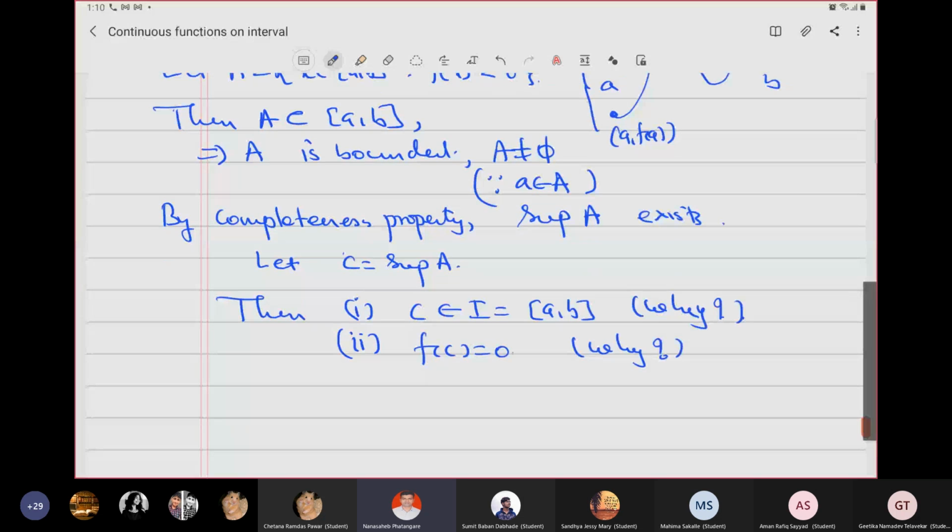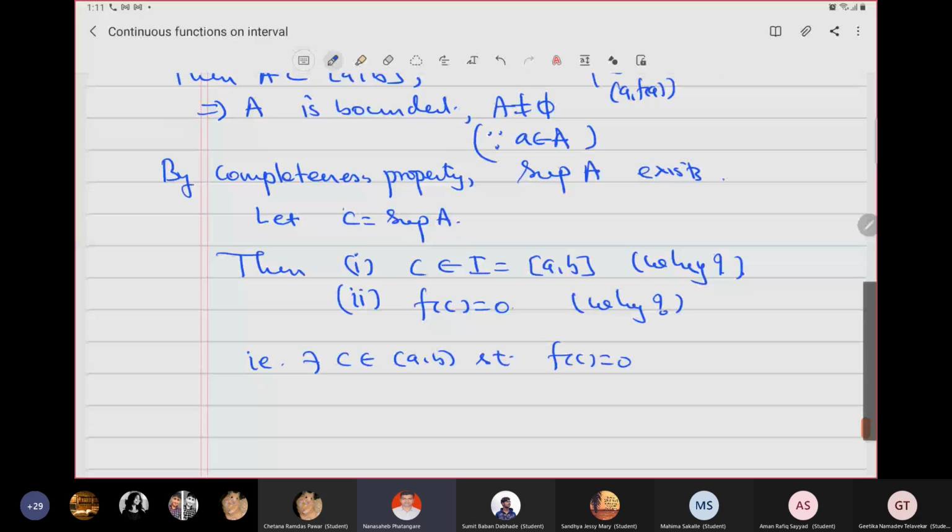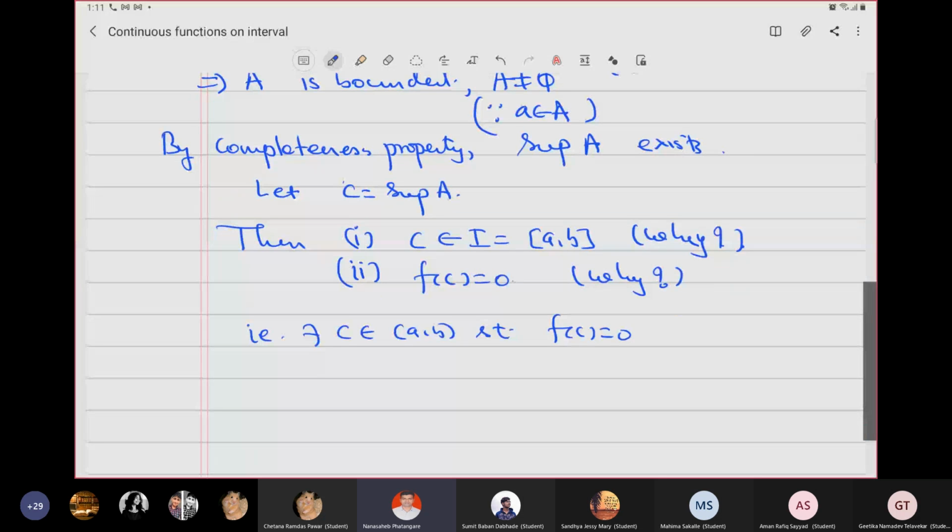So ultimately, if you are able to prove that C is a member of I and f of C is equal to 0, then what we found is that there exists C belonging to (A, B) such that f of C is equal to 0, and C cannot be equal to B because f of B is positive. But the main point is, can you prove C belongs to I? Can you give the arguments to prove that C is a member of I and f of C is 0? That's it. You just try to prove this.